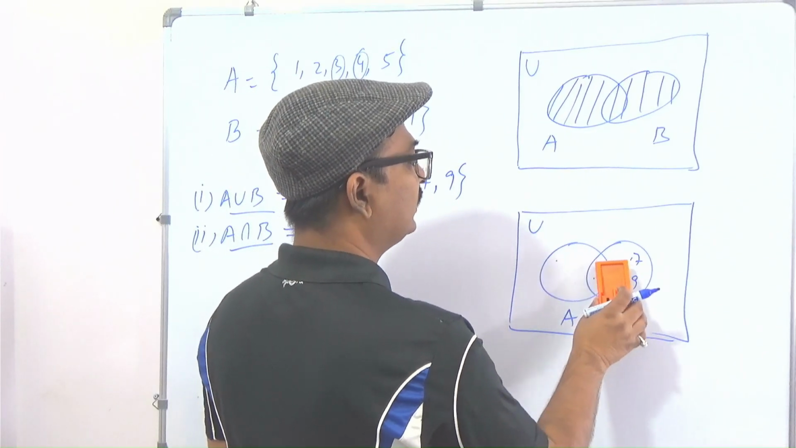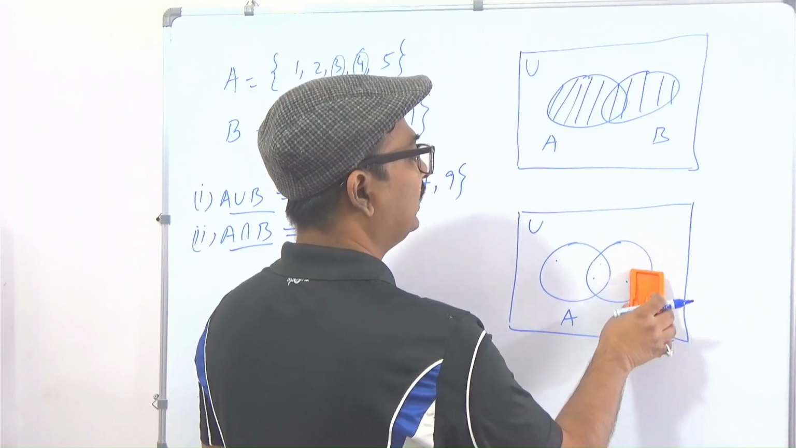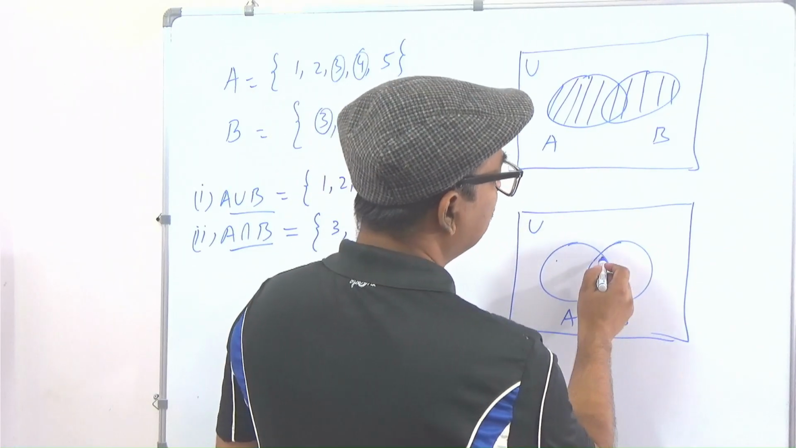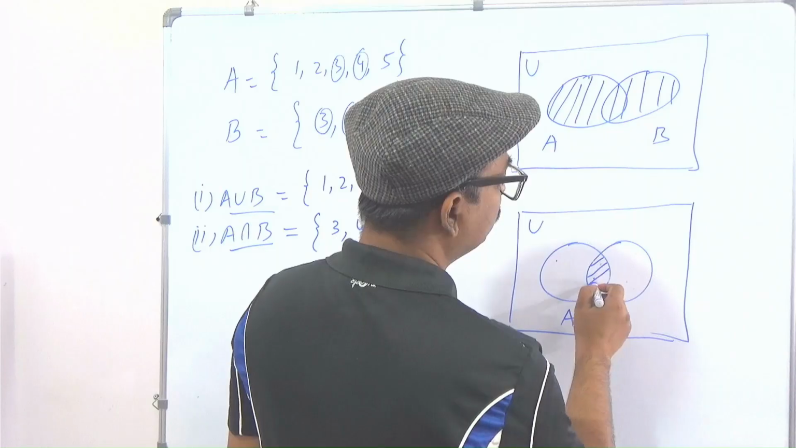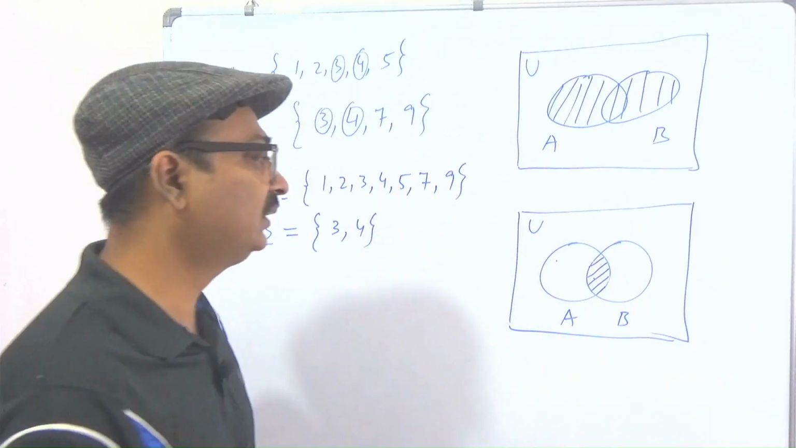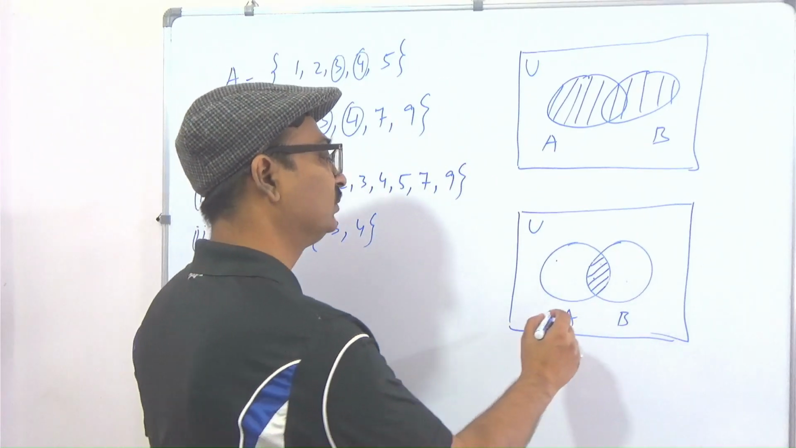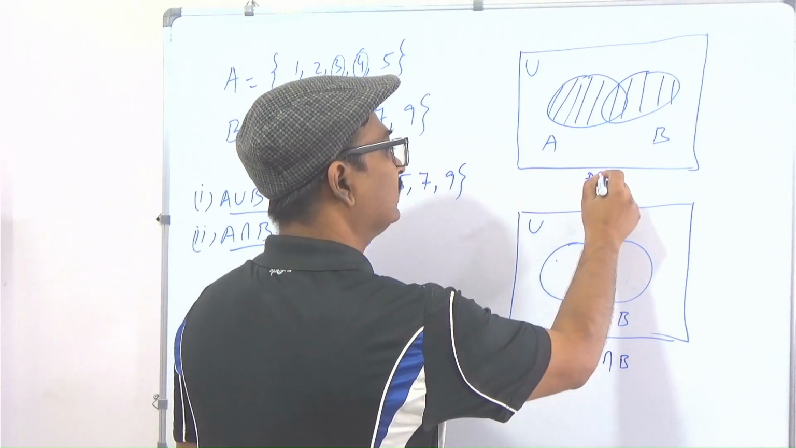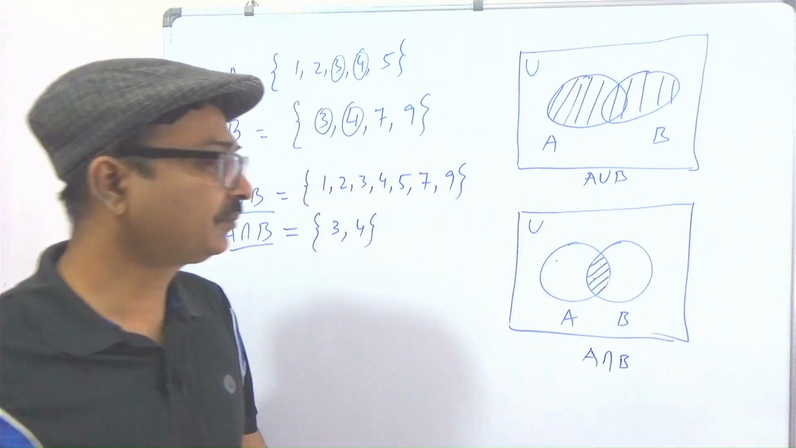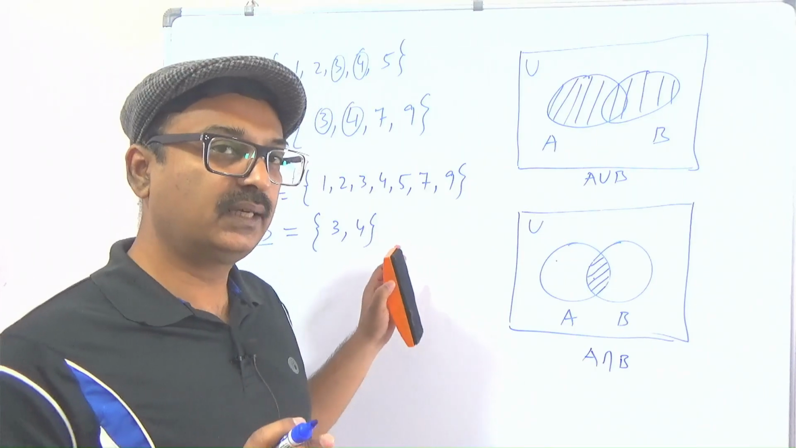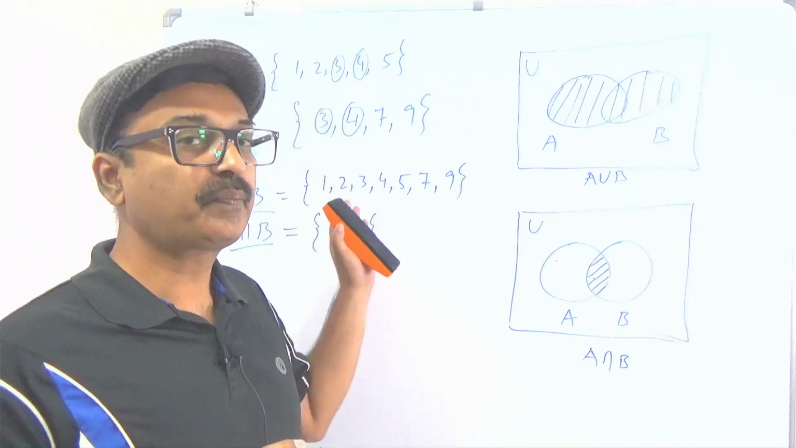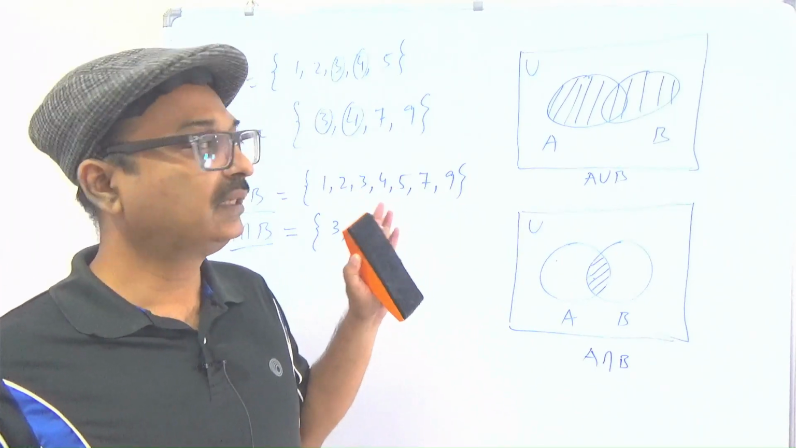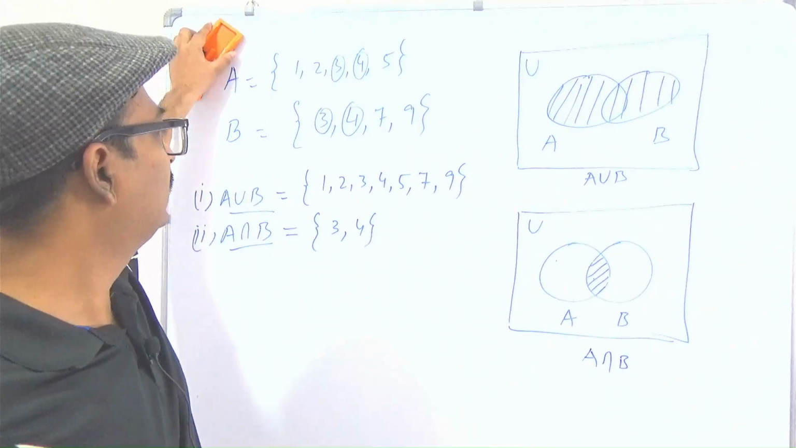And how will we represent A intersection B? This is the part which is common to both A and B. This is A intersection B, and this is A union B. I think you are now very clear with union of sets and intersection of sets. Now we will move to the next part.